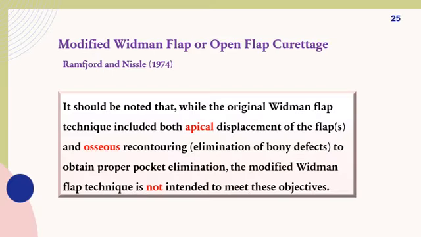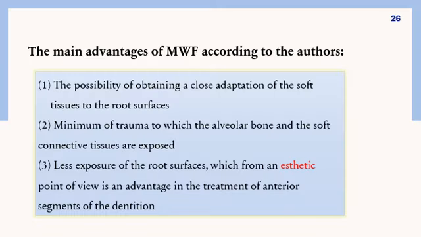Another flap was described by Dr. Ramfjord and Dr. Nissle in 1974 called the Modified Widman Flap or Open Flap Curettage. It should be noted, while the original Widman Flap technique included both apical displacement of the flaps and osseous recontouring, which is the elimination of bony defects to obtain proper pocket elimination, the Modified Widman Flap technique is not intended to meet these objectives. The main advantages of the Modified Widman Flap, according to the authors, are the following.